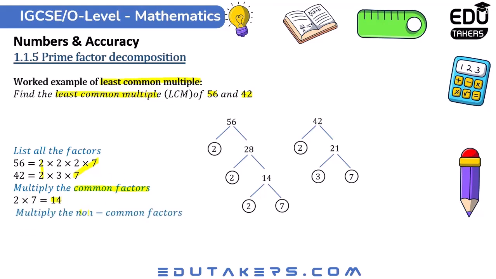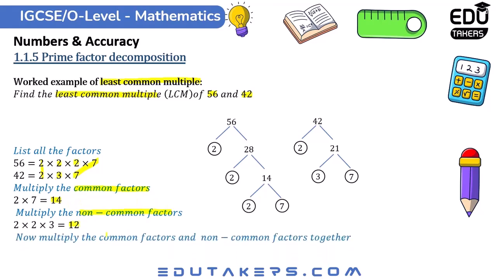Now the non-common factors, which are 2 times 2 times 3, equal 12. Now multiply the common factors and non-common factors together. So we need to multiply 14 times 12, which equals 168. Now this is the least common multiple of 56 and 42.